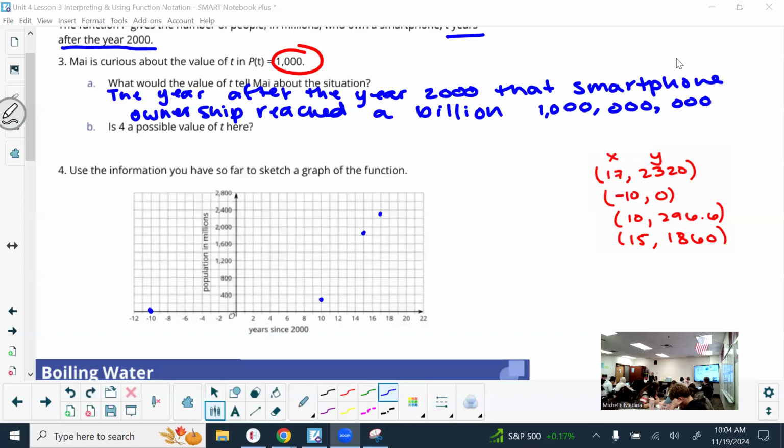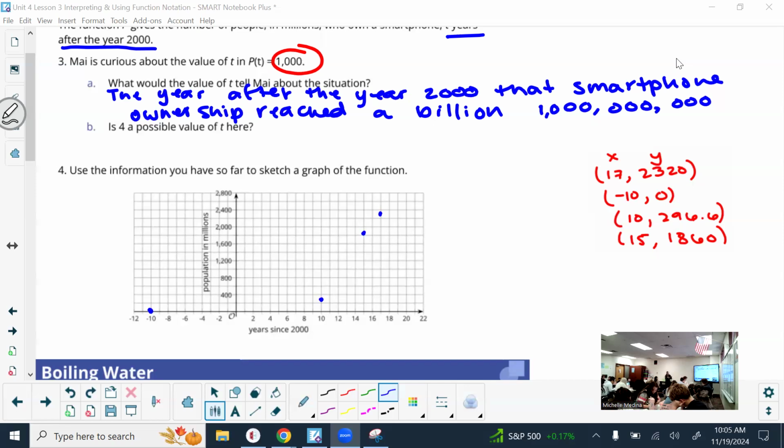Okay, so raise your hand if you think that 4 could be a solution for that value of t. Raise your hand if you think it can't be. Okay, it's getting a lot that maybe just don't know. So when you plotted your points, the ones that we know for sure, because they gave them to us in the situation above, this is what your graph should look like.